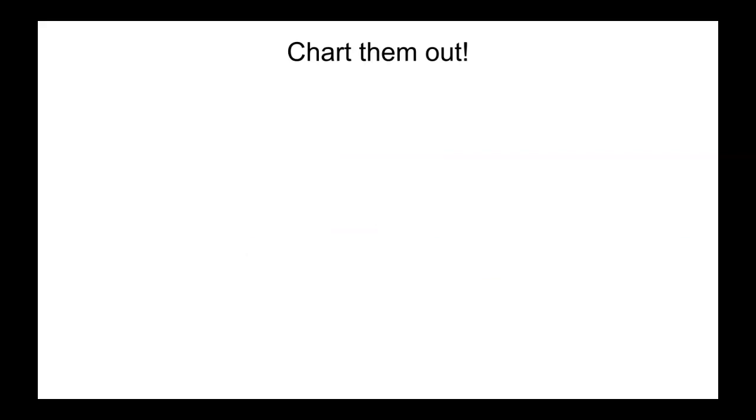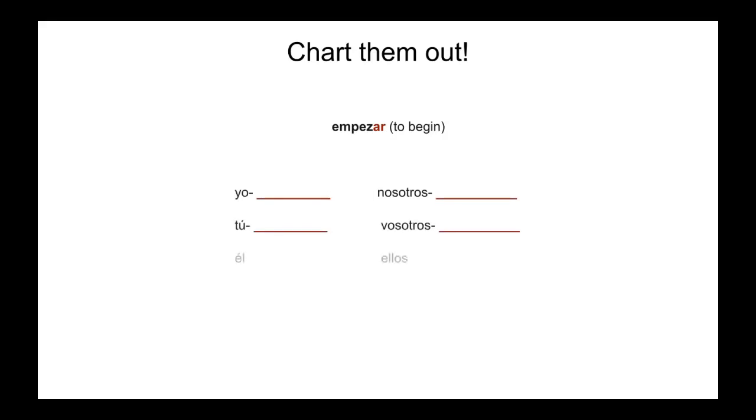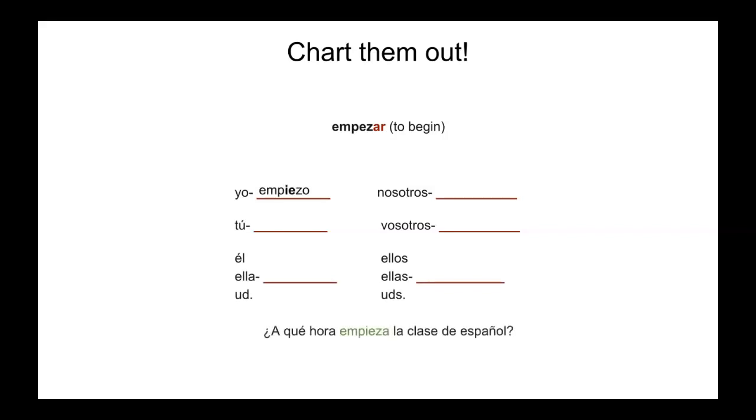All right, chart it out. Empezar, to begin, empezar. Give me the yo form, present tense. Good. Tú form. Muy bien. Remember, we are dealing with an AR verb here, so you've got to remember to change the stem and put the right AR verb ending.